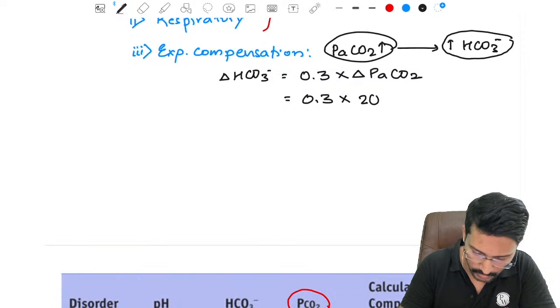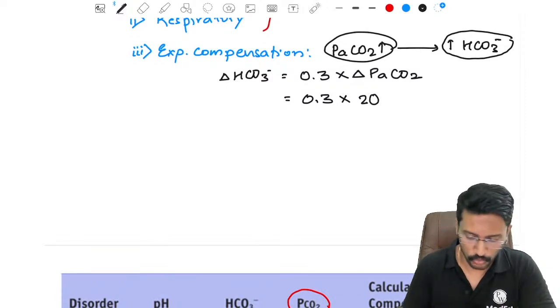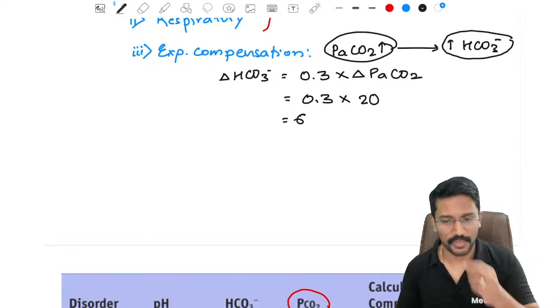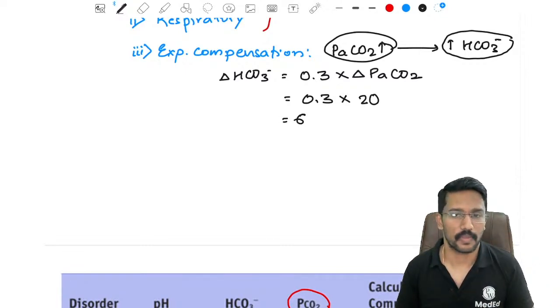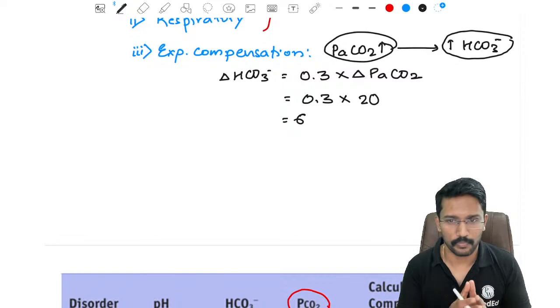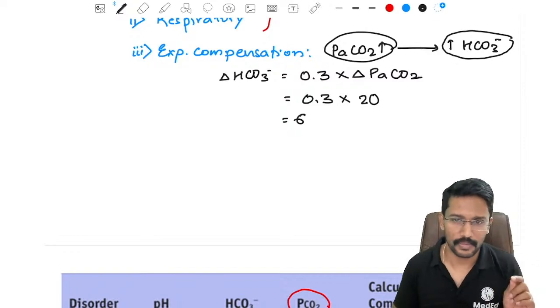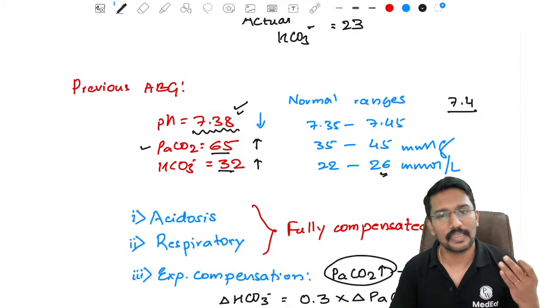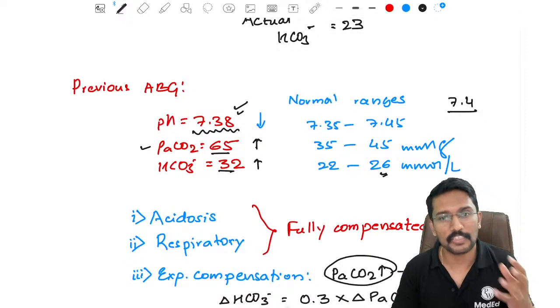Delta PaCO2 here is 20. So 0.3 into 20 is 6, right? So the change expected in bicarb is 6. The normal bicarb upper cutoff is 26, that I have already mentioned here. 26 plus 6, that is the expected bicarb.